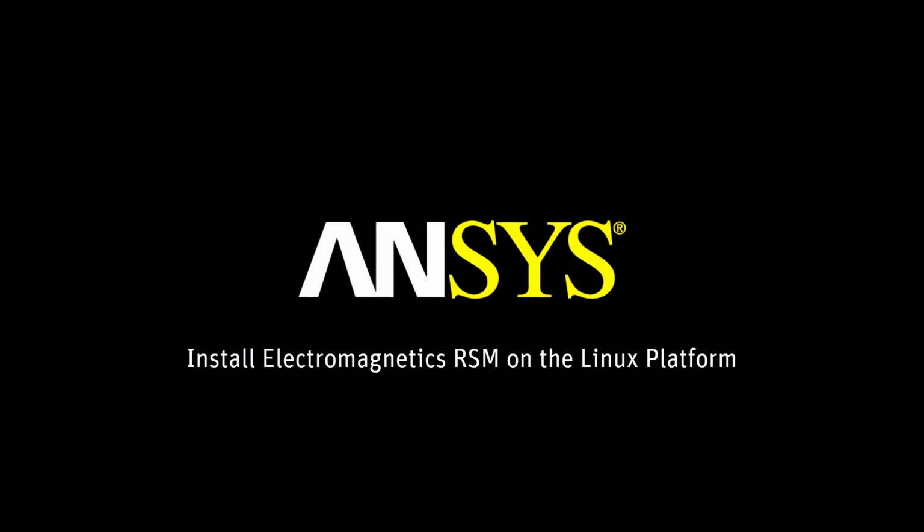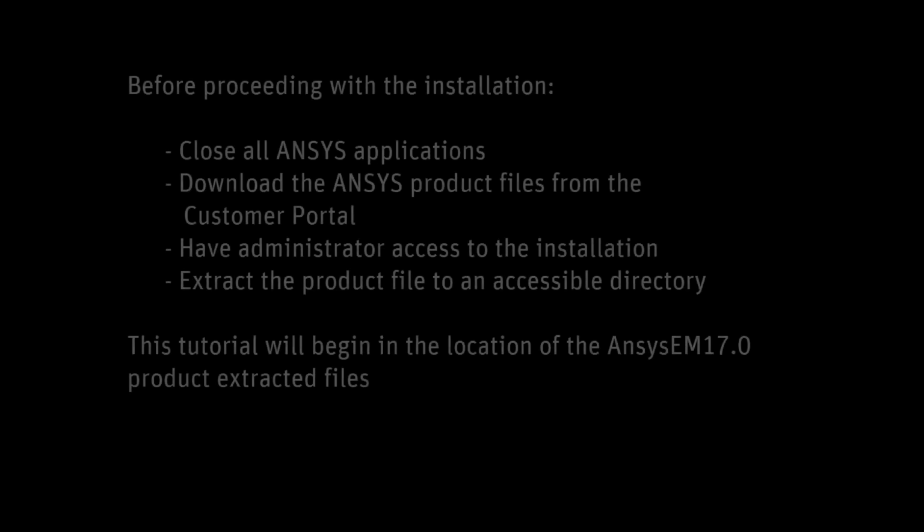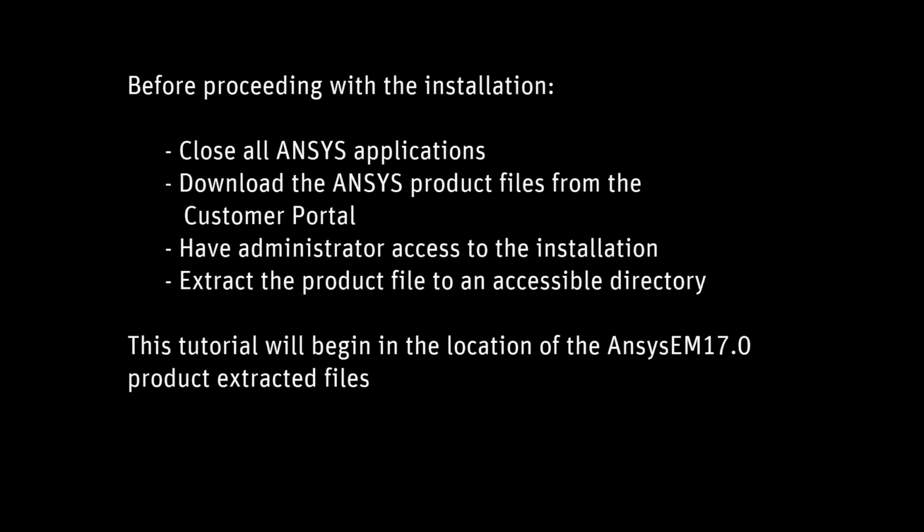In this demonstration, you'll learn how to perform the installation for Ansys Electronics Release 17 Remote Simulation Manager on the Linux platform. Before proceeding with the installation, close all Ansys applications. Download the Ansys product files from the Ansys customer portal. Have administrator access to the installation. Extract the product file to an accessible directory. This tutorial will begin in a directory containing the extracted installation files.